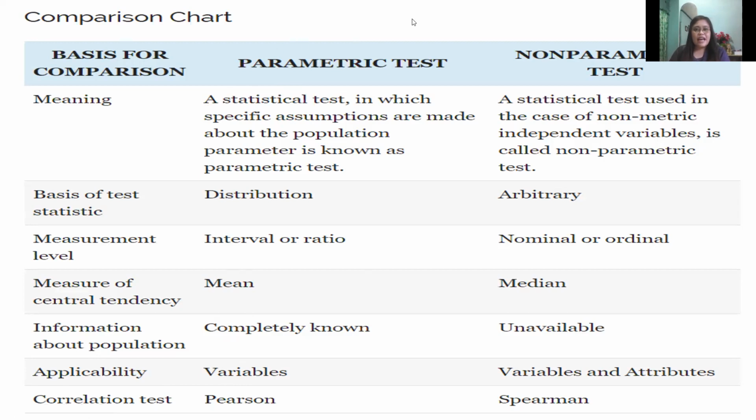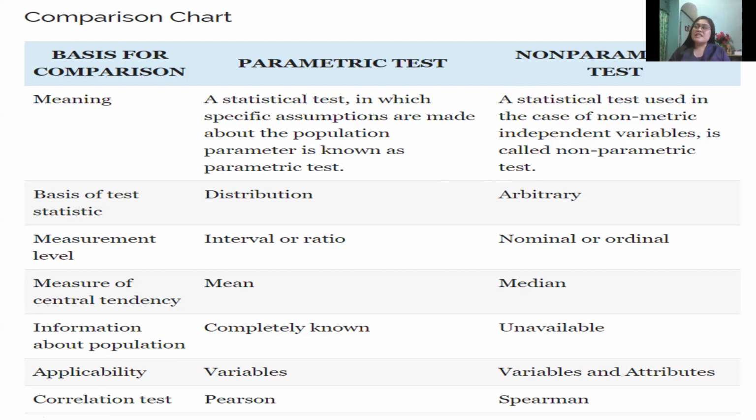So the opposite, class, of the parametric test is the non-parametric test. For a non-parametric test, number one, again, our samples are not normally distributed. Okay? So it is either positively skewed or negatively skewed. That is why the basis of the test statistic is arbitrary. You have no basis on whether it is normally distributed or not. And if your data collected here is nominal or ordinal, you cannot use a parametric test. You automatically use a non-parametric test.